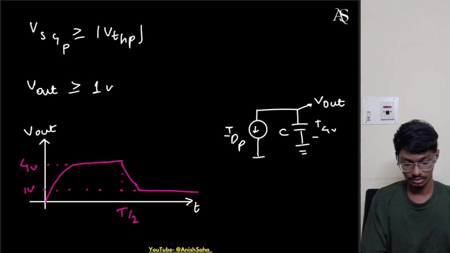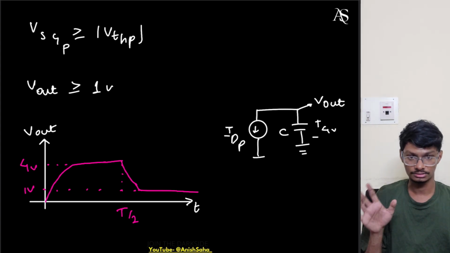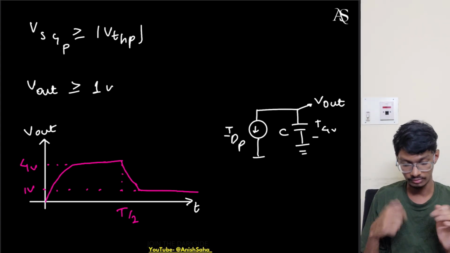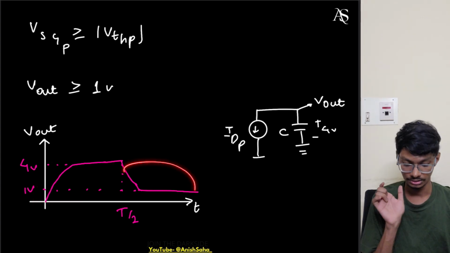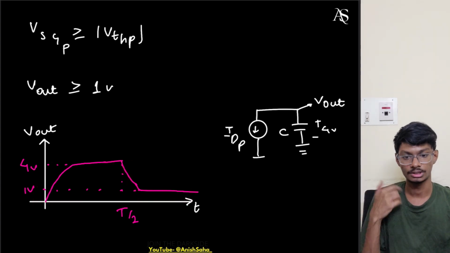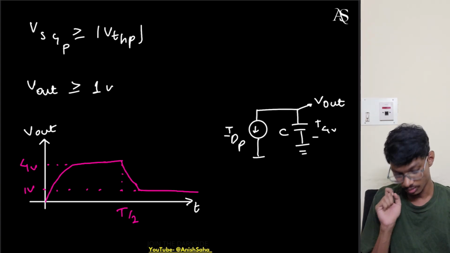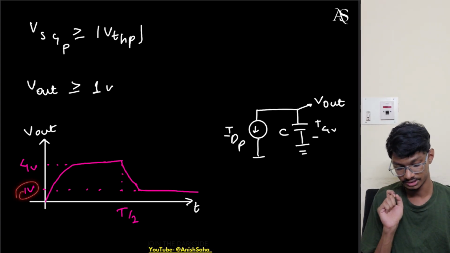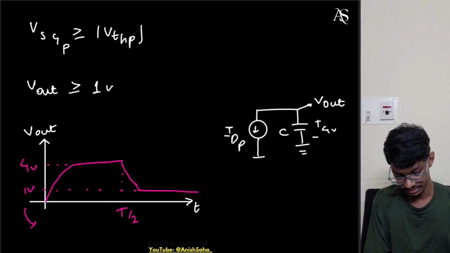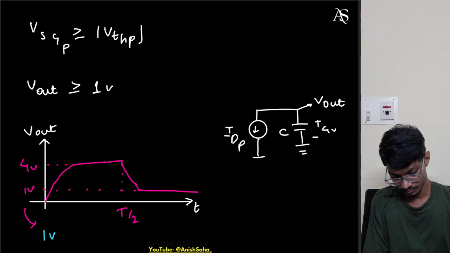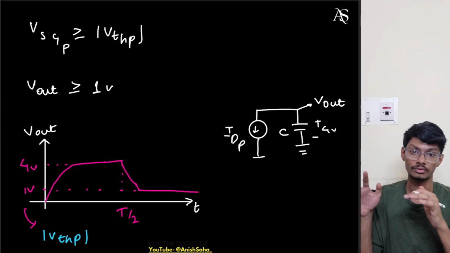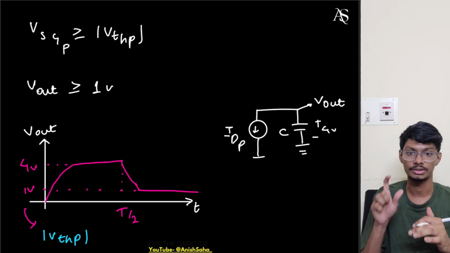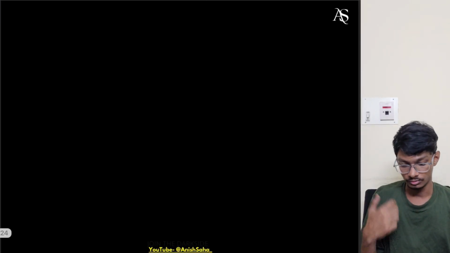So is this going to repeat or not? For that we have to do case 3, because the first cycle won't repeat. This cycle will repeat, but the first cycle won't repeat. So we will do case 3. Also, what does this 1 volt signify? This 1 volt basically signifies that this is mod of VTHP. So this upper voltage will go all the way down to the threshold voltage of the PMOS, right? So now let's do case 3.